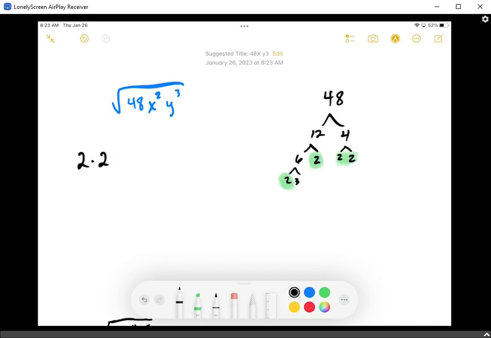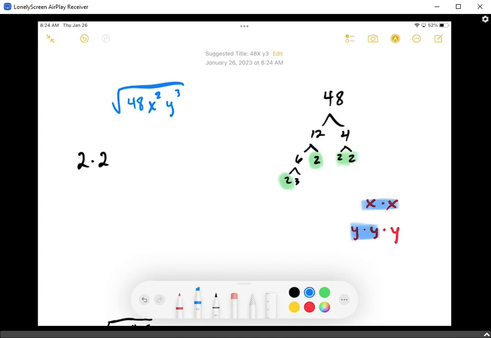Now let's look at the variables. The variables under the radical in our original problem are x squared and y cubed. Think about what those exponents mean. We've got x times x, and we've got y times y times y. Again, we're going to circle the pairs. We write out all of the variables being multiplied, and then we circle, or in my case, highlight the pairs. We've got a pair of x's, one pair of y's, and one leftover y.